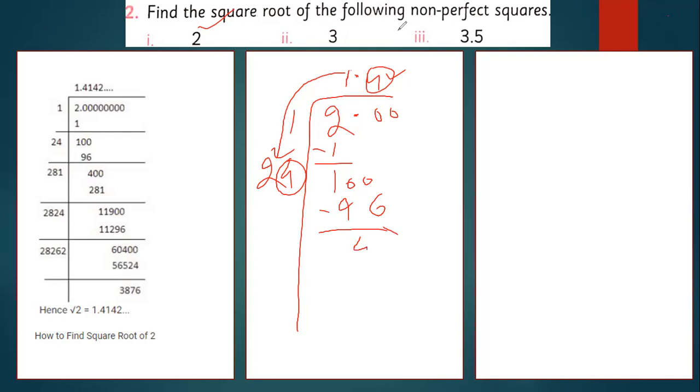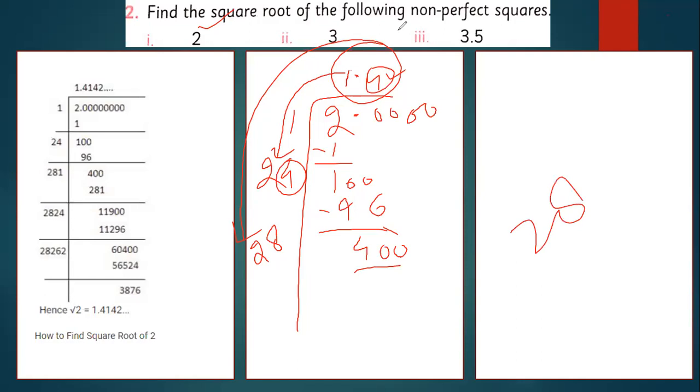What will you get? 4. Okay, so again we double this 14 here, that will be 28. Now this 4 is not divisible by 28, so just put 2 zeros again and bring these zeros here. Now on which table can we do this one? Here you see 281. If you take 2, this becomes more than 400. So that's why we take 1 here.